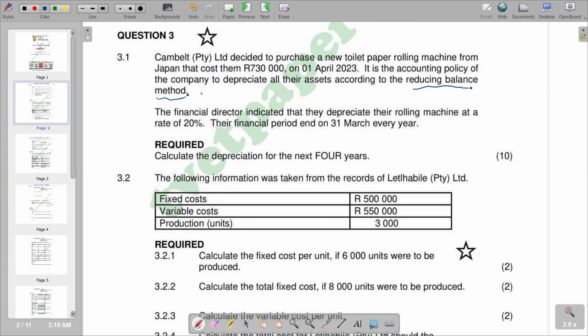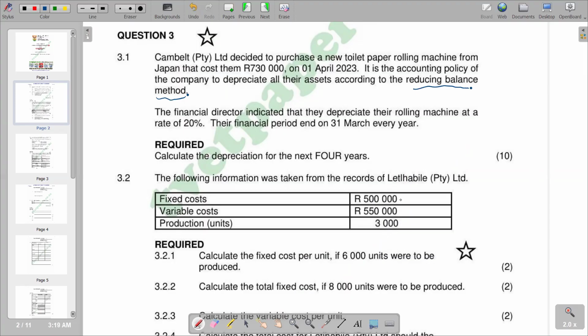Remember, the reducing balance method is also called the diminishing balance method, and it can also be called the carrying value method. The financial director indicated that they depreciate their rolling machine at a rate of 20%. The financial period ends on 31 March every year. We are required to calculate the depreciation for the next 4 years.